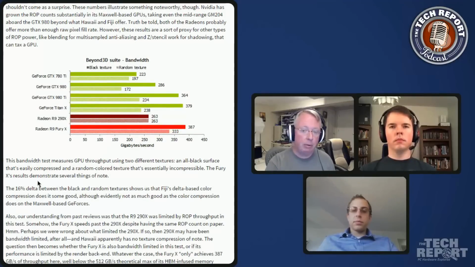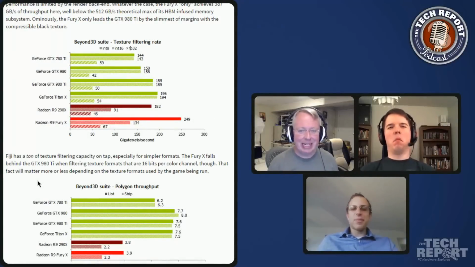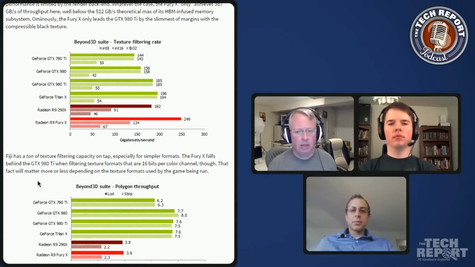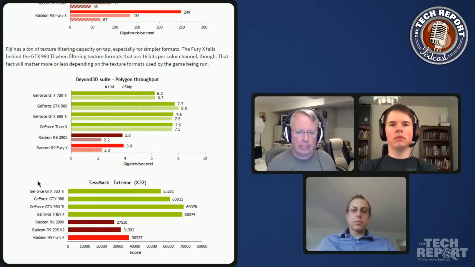We measured bandwidth, and that got to be complicated. I'm not going to talk about that right now. That's a test-related thing. Texture filtering, there's a ton of it on Fiji. And polygon throughput, though, when we get to that, then we actually have somewhere on the order of about half, maybe a little more than half, and it depends on the format of polygons, and it depends on whether tessellation is in play, but substantially less throughput than the competing NVIDIA chips.